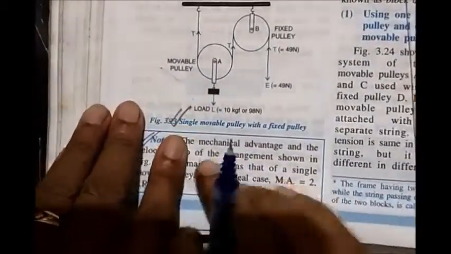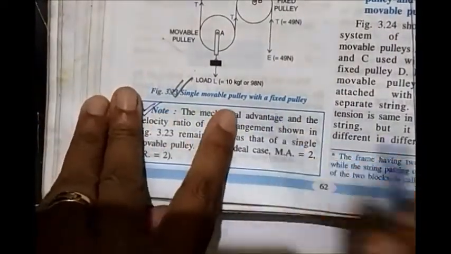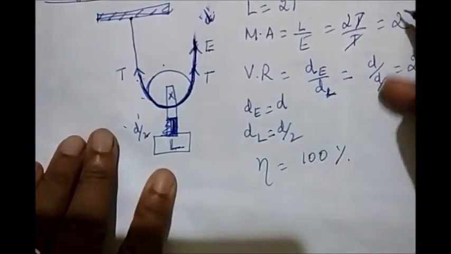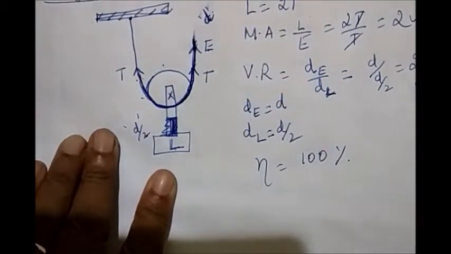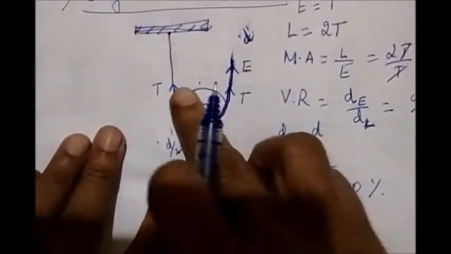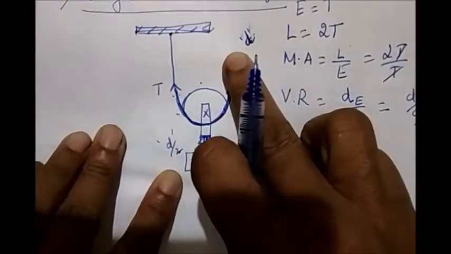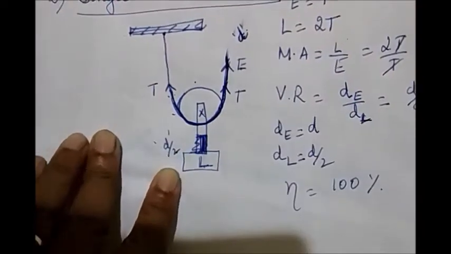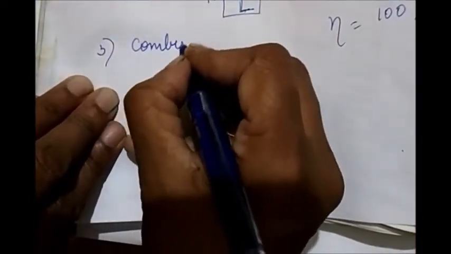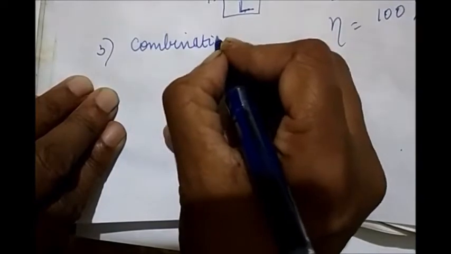Now we go to the next system, single movable pulley with a fixed pulley. Now the problem with this system is, MA we got 2, velocity ratio we got 2, fine, but again back to the same problem, effort has to be applied in an upward direction. So to overcome this, we go to the third type, combination of fixed and movable pulley.